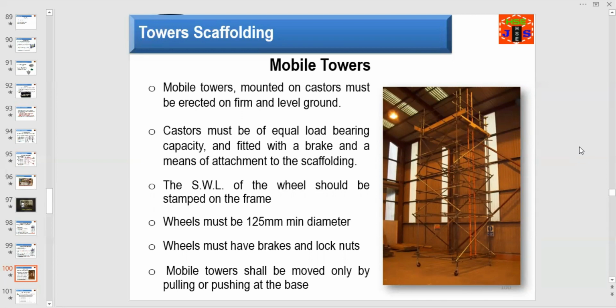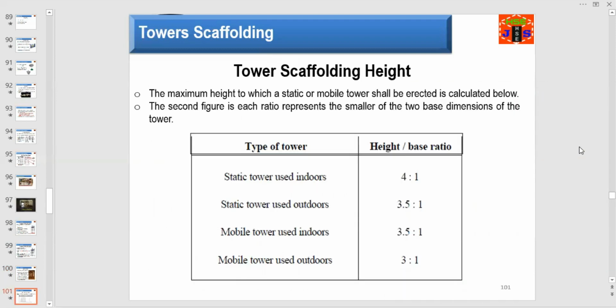Wheels must be 125 mm minimum diameter. Wheels must have brakes and lock nuts. Movable towers shall be moved only by pulling or pushing at the base. Do you know the tower scaffolding height?